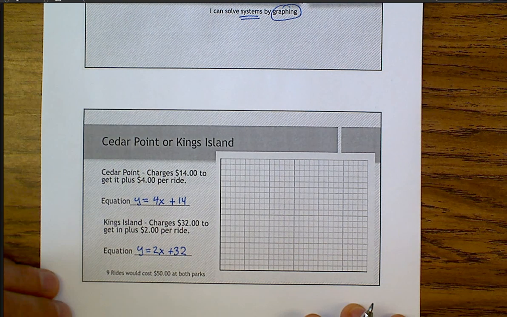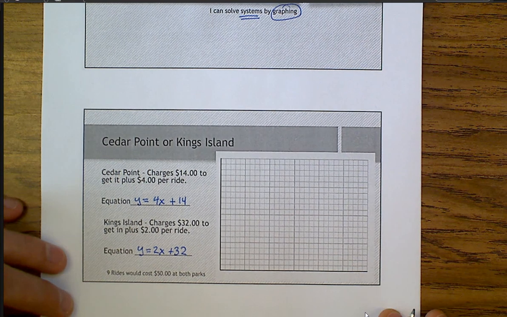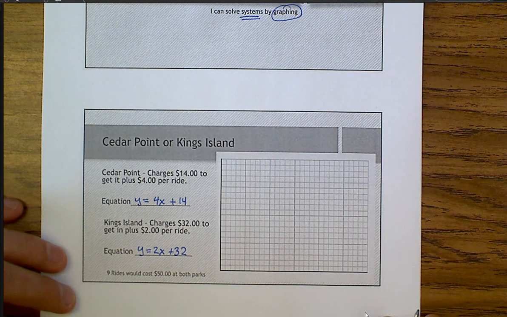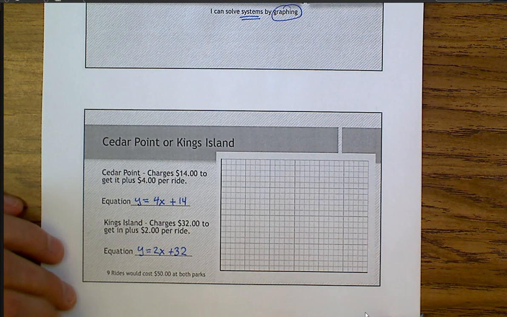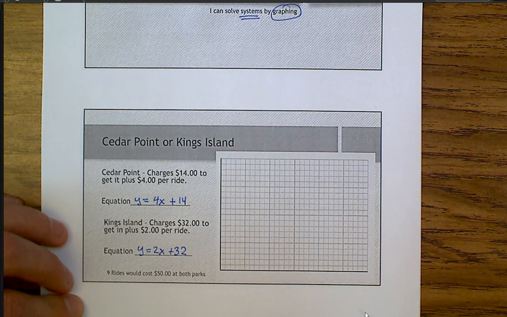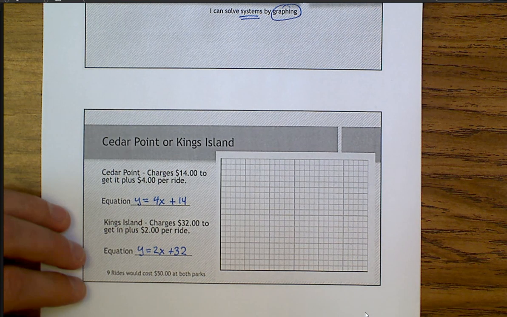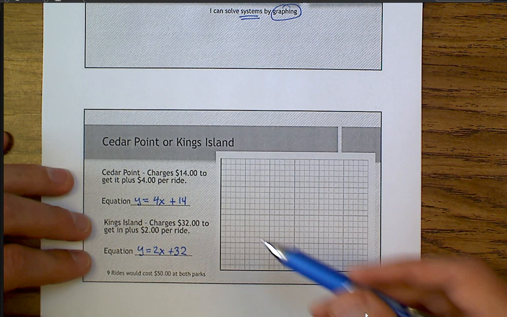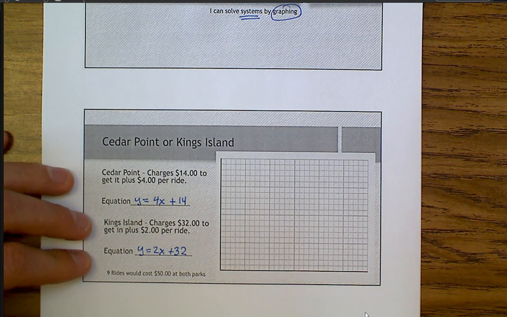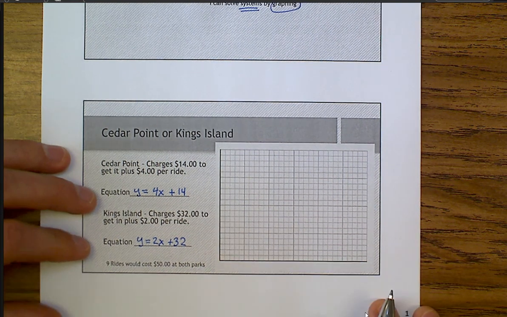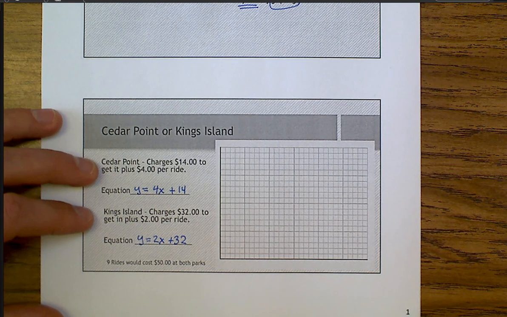And so it'd be a situation like this. This would be the question, you know, how many rides would you have to ride in order for the cost to be the same? That would be kind of the situation that would be expressed to you on a problem like this. So what we want to do is, we probably wouldn't want to graph this because there'd be a lot easier way, like substitution, but we're going to try to graph it anyways, okay? So let me zoom in here just a touch for you.